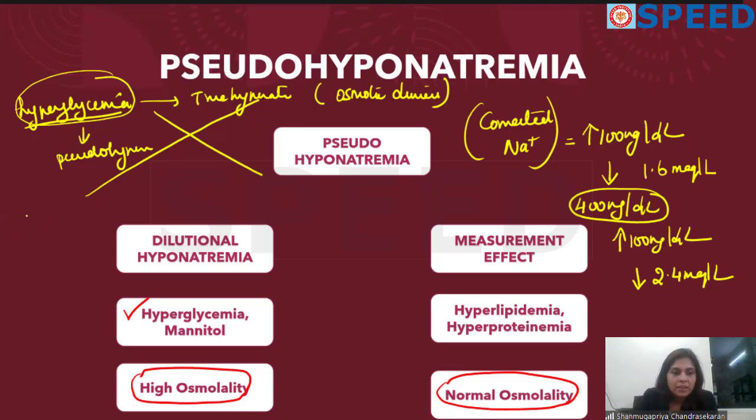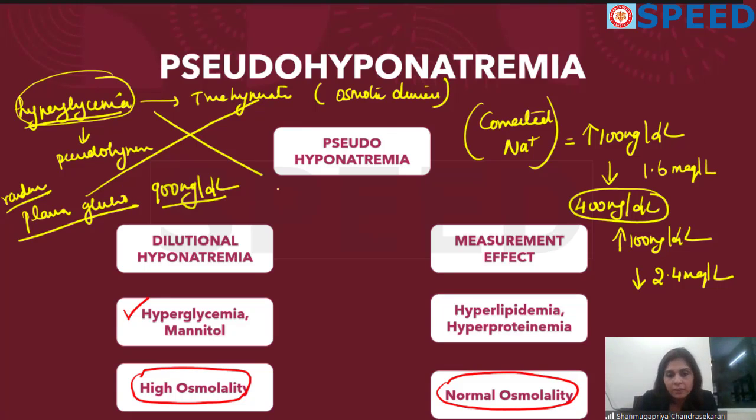I'll give you an example. Plasma glucose of a person is estimated, and it happens to be 900 milligram per deciliter. This is random glucose. Serum sodium of this person is say 133 milliequivalents per liter. Will you immediately start correcting the sodium? You should not immediately start correcting sodium because you know there is a dilution factor because of which the serum sodium might have been reduced falsely.